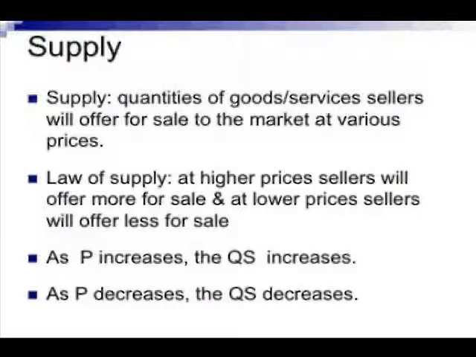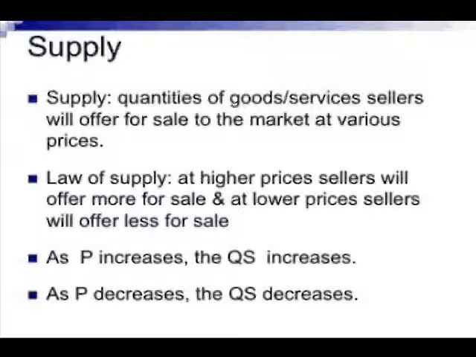Supply is defined as quantities of goods or services that firms offer for sale to the market at various prices. So when we look at supply, we are looking at quantities put out on the market, not just at one price, but at every price. The law of supply: at higher prices, sellers will offer more for sale, and at lower prices, sellers will offer less for sale. It's just the opposite of the law of demand.